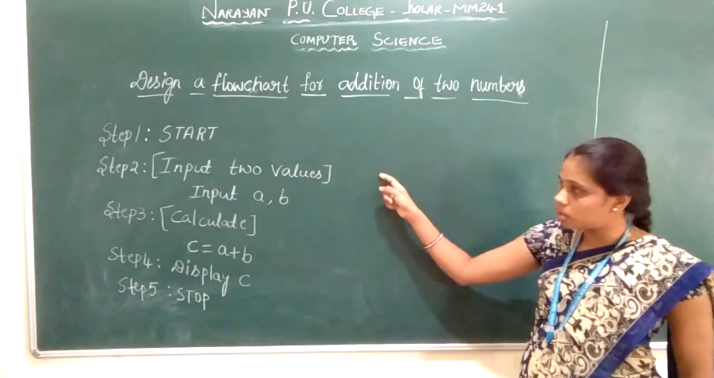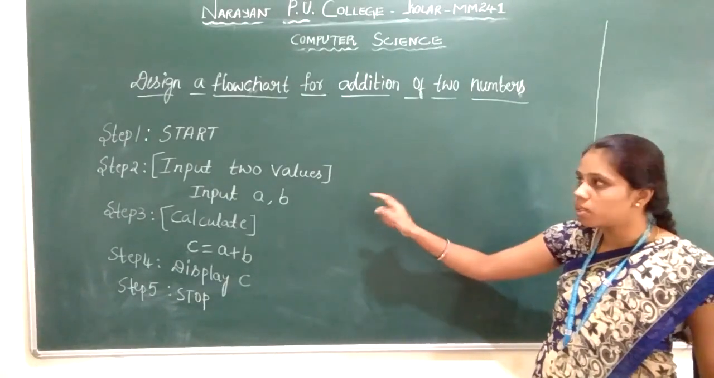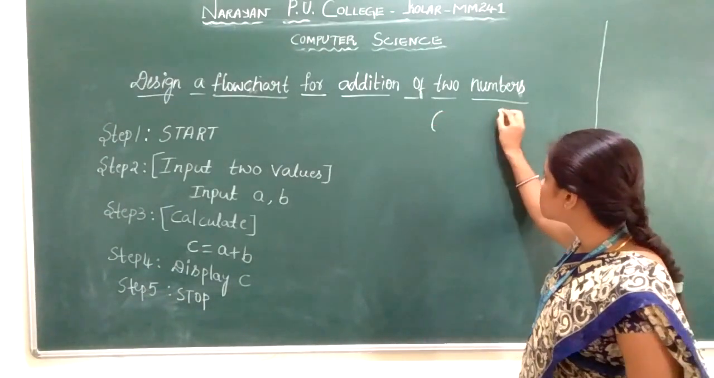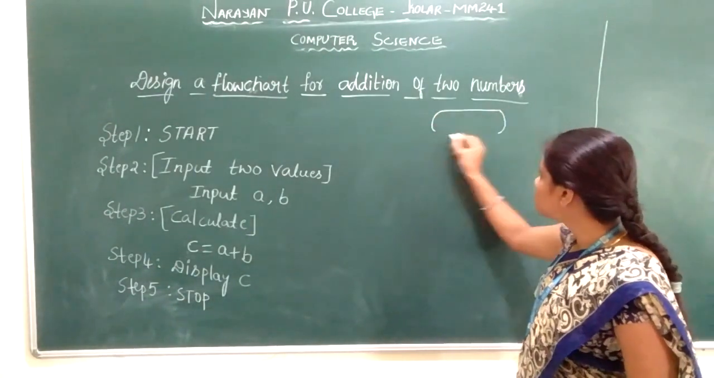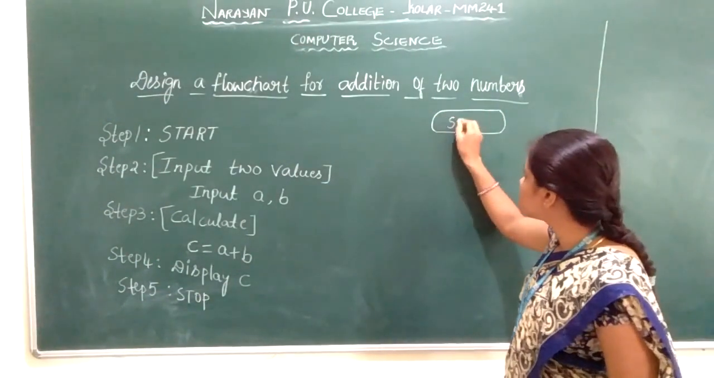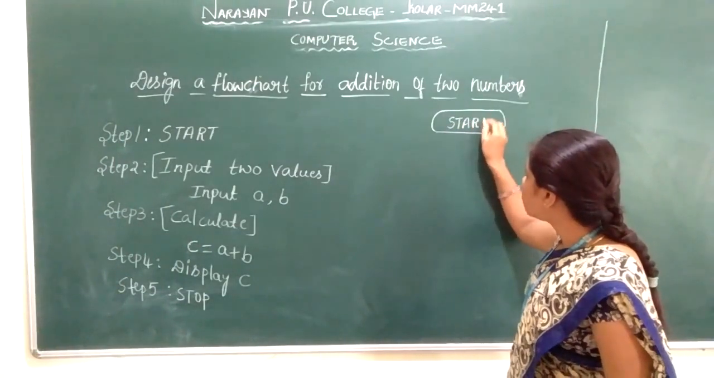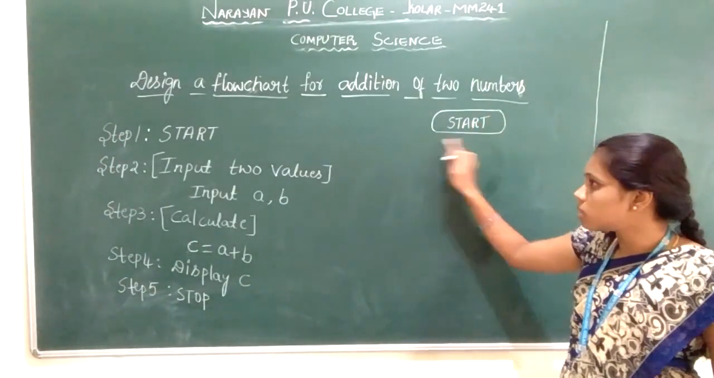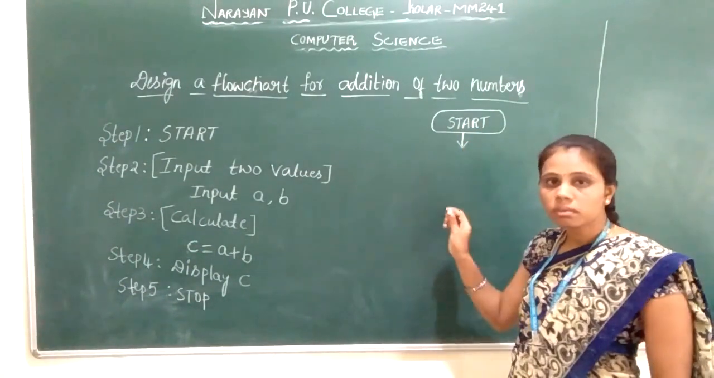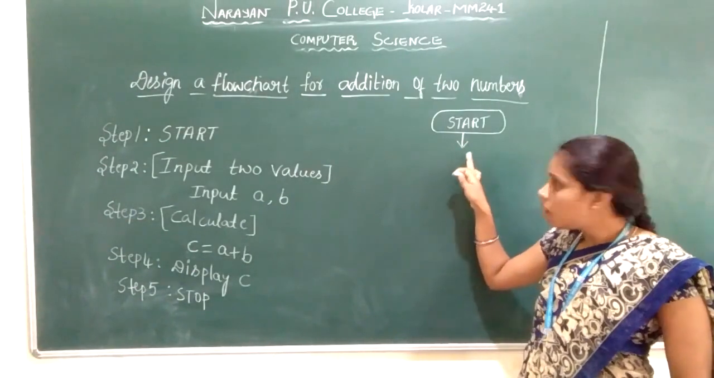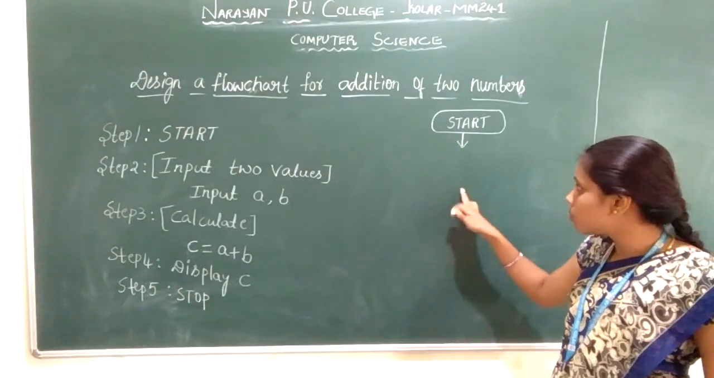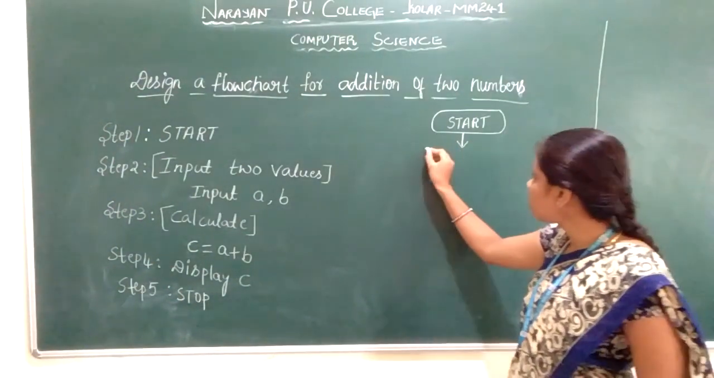Now we'll design a flowchart for addition of two numbers. For start, we have a symbol. What is the symbol we were using? I explained, this is the symbol used for start or stop. So the oval symbol is used for start. So the first step is start. Next, we are using this arrow. Why do we use this arrow? To show the flow control, means how the data is flowing, how the process is flowing. In this direction, the process is flowing.